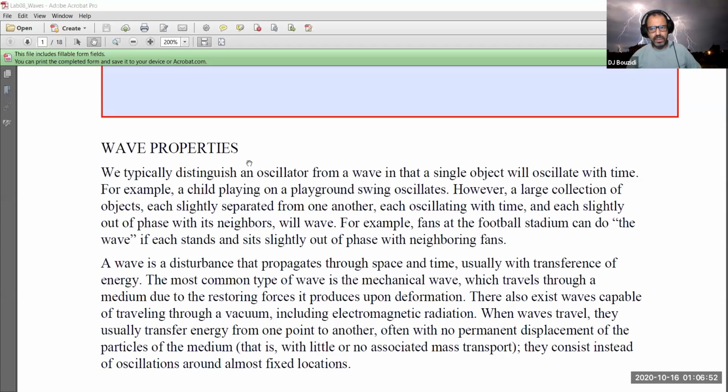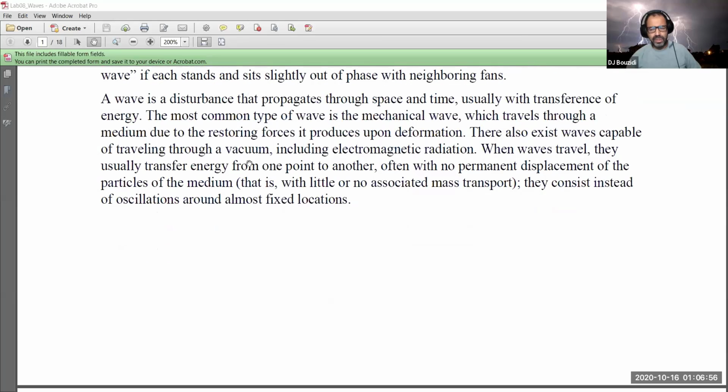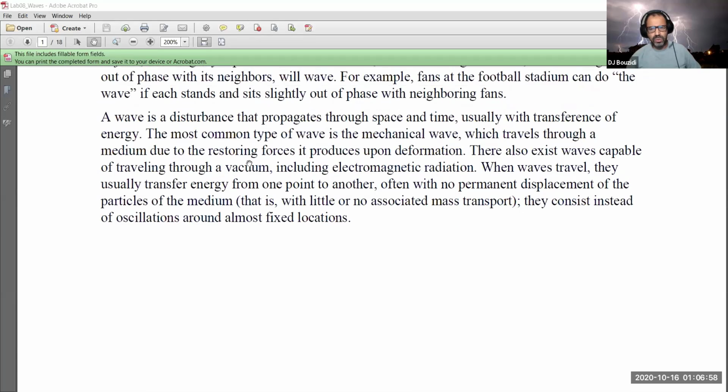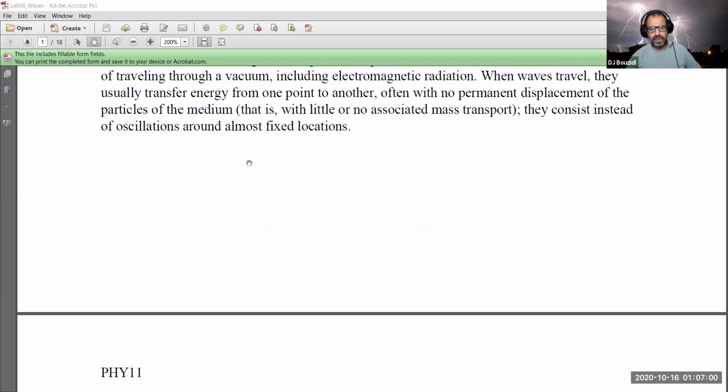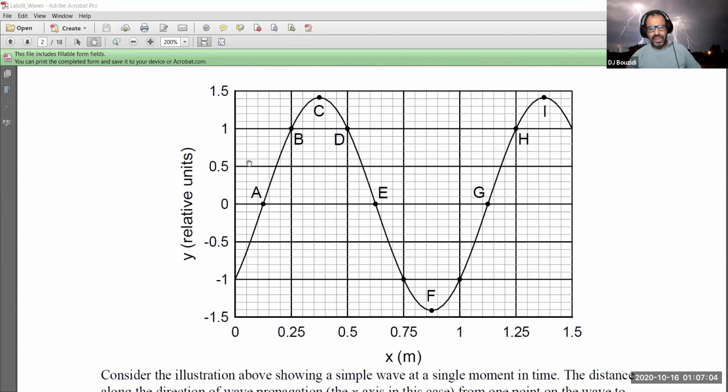Wave properties, what are the properties of a wave? I'm going to skip these things, but I'm expecting that you guys don't skip them. You're going to read through this. This is a wave drawn in, because a wave basically is an oscillation that propagates in space. You know how a pendulum, for example, goes back and forth? That is an oscillation.